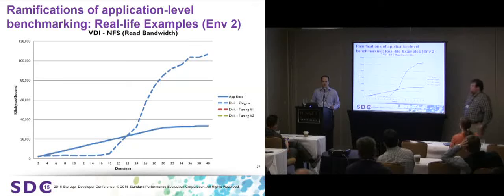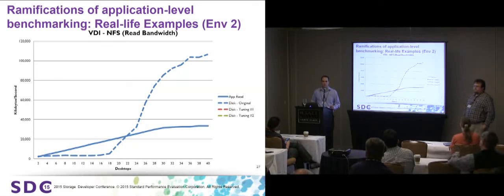I remembered that there's a parameter that controls NFS prefetching. And when I brought this ancient system up, I didn't adjust any tuning parameters. It happened to be tuned for more of a sequential workload. And VDI is not sequential at all.